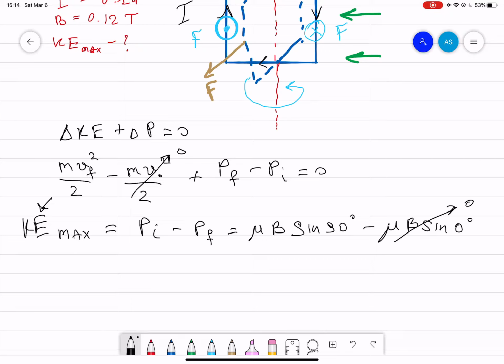So at the end we will have kinetic energy max equal to mu B sine 90 degrees. Now mu is equal to the current times the area of the loop, B, and sine 90 degrees. Now if you plug in the numbers, you should get the right answer.